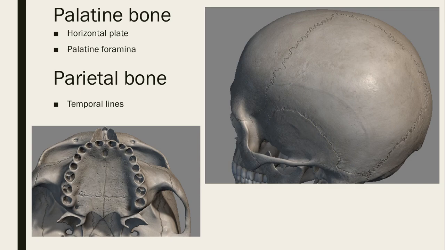And on the parietal bone, there are two parietal bones. So this is one of them. They're on either side of your skull. And on both of them, there are these ridges right here. It's pretty faint in this picture, but it's called the temporal lines, and it's where muscles come up from your jaw and attach to those right there.